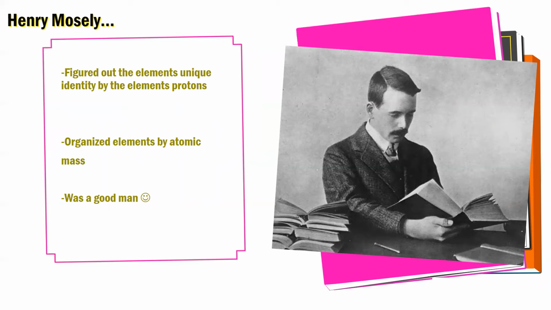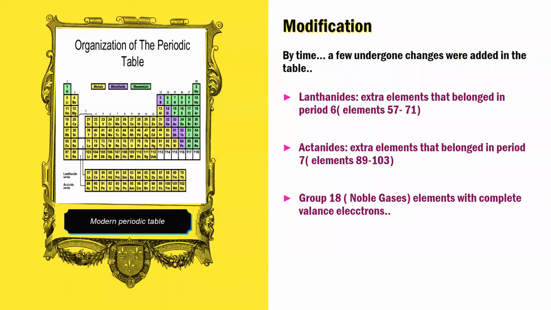Since the periodic law, and since 1913, the periodic table has undergone changes due to new discoveries. But before we move on, I would like to state that law. The law states that the physical and chemical properties of the elements are the periodic functions of their atomic numbers, which in a simpler way basically means that elements are described by their atomic numbers. Let's move on to modification.